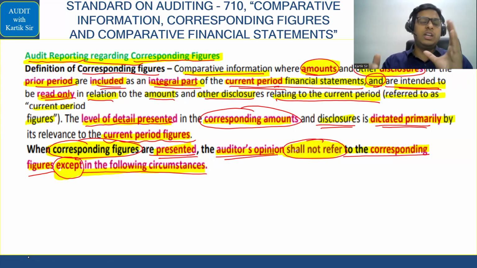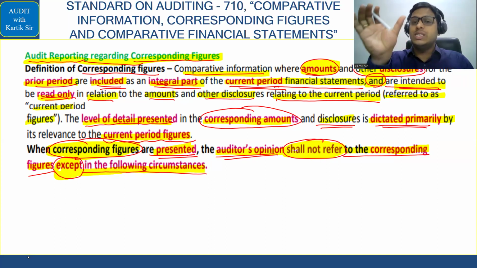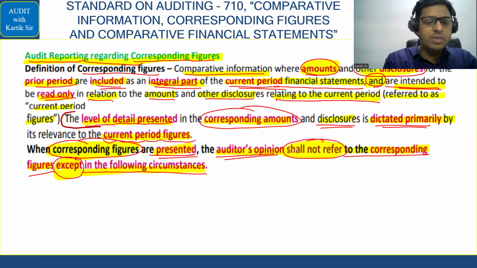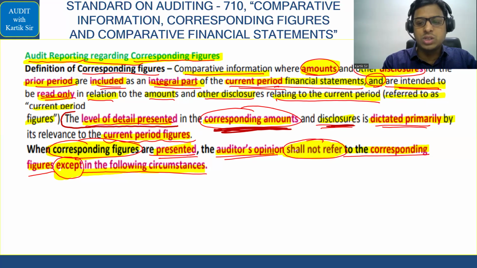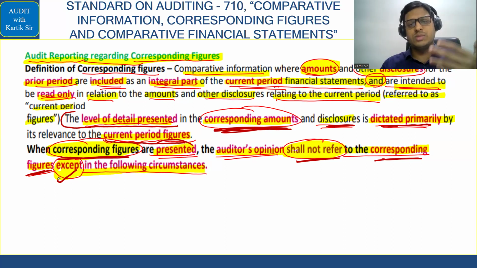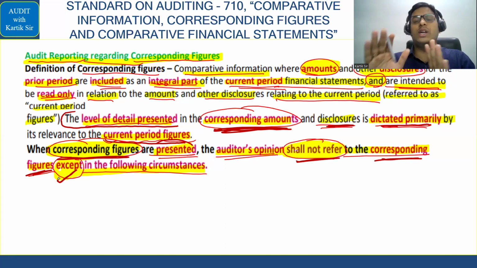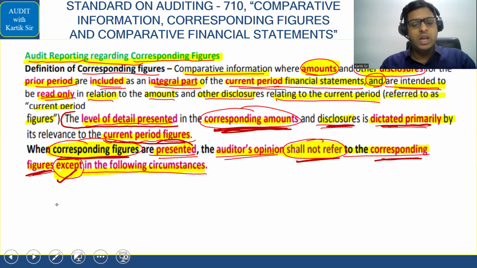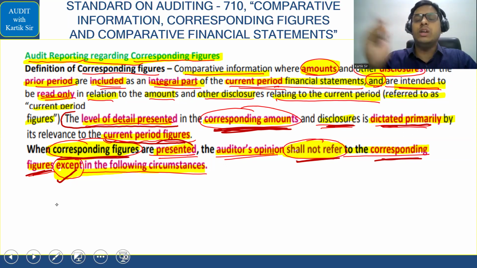The client will present the current period figures along with the previous year's figures, but the auditor need not check the previous year's figures normally. However, the level of detail presented in the corresponding amounts and disclosures is dictated primarily by its relevance to the current period figures. When corresponding figures, meaning last year's figures, are presented, the auditor's opinion shall not refer to the corresponding figures, except in 3 circumstances. Otherwise, the auditor will always give his opinion regarding the current period figures and not the previous year. Now, what are those 3 exceptions in which the auditor will also comment on the previous year's figures?